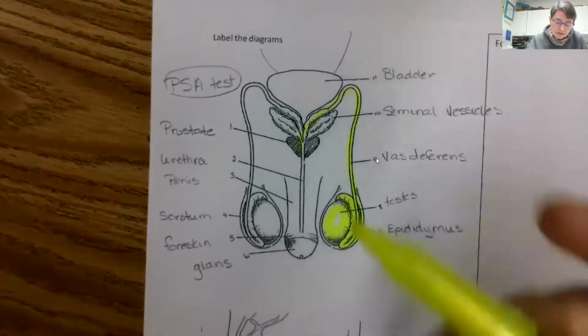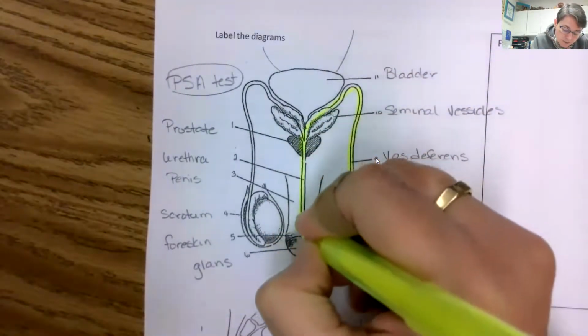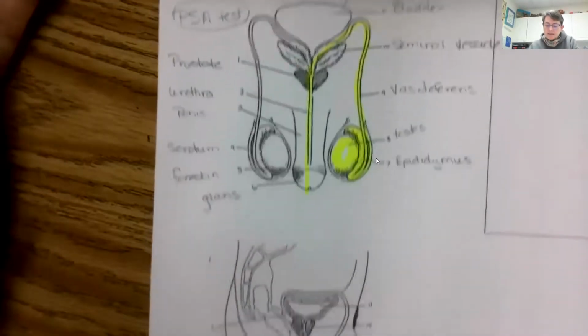And then it comes out the urethra, which is the same tube that urine comes out of. And I think we got everything labeled on that one. All right, we got the side view diagram.